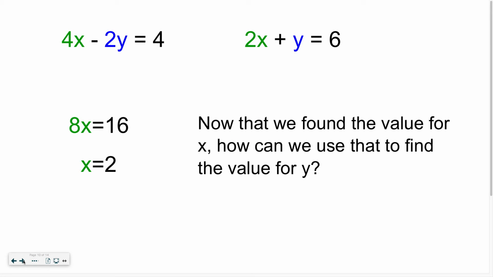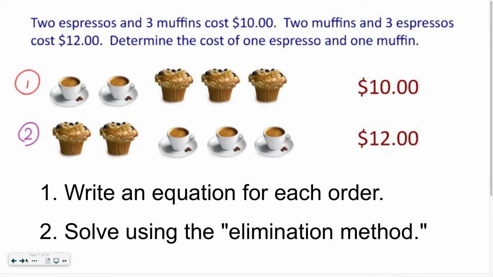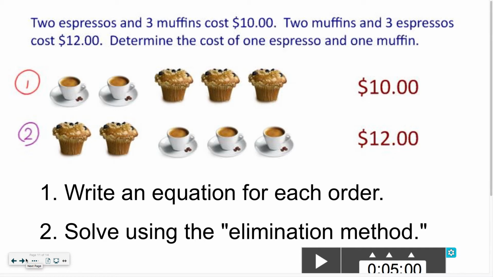So now let's go back to our coffee order here. I want you to write an equation for each of these orders, and then solve using the elimination method. So you may need to manipulate a little bit. Work together, because this one might seem a little straightforward, but this is a challenging one. We want you to work together and see how you can eliminate one of the variables.